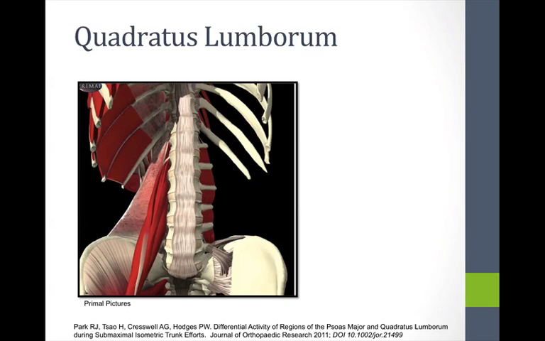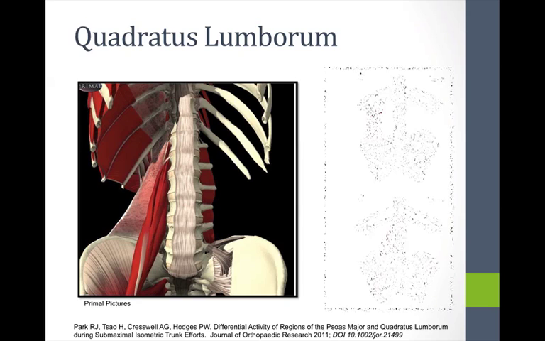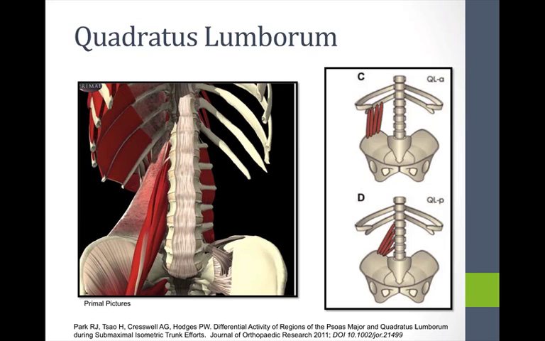Quadratus lumborum is an important muscle to consider in the thoracolumbar region. It attaches to the transverse processes in the lumbar spine, to the 12th rib, and to the iliac crest. In a very recent study, Park et al. found that the anterior and posterior fibers of quadratus lumborum showed similar activation during trunk loading in different directions. The only exception was that they found greater EMG activity of the posterior fibers during ipsilateral trunk lateral flexion.